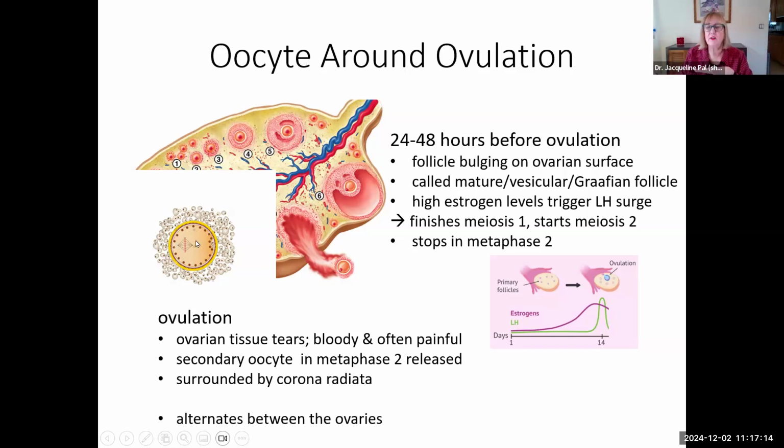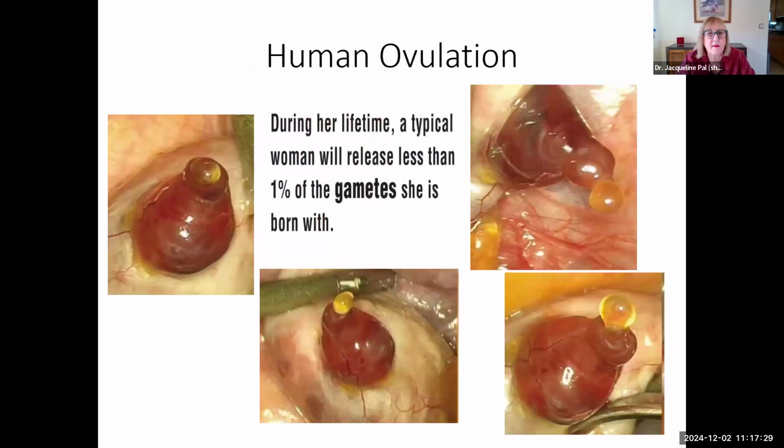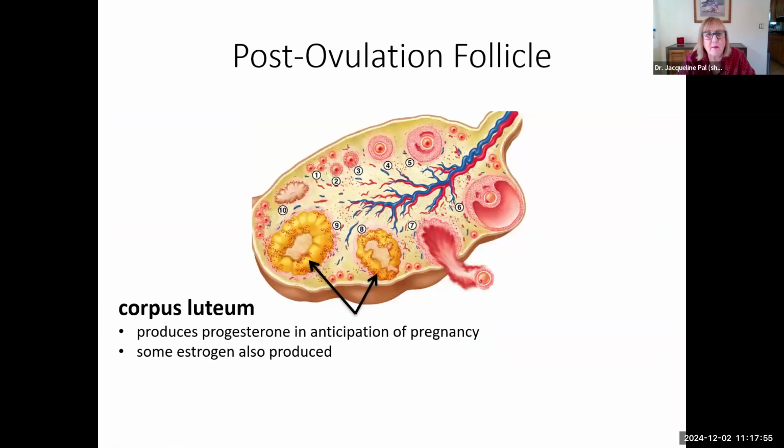And this process of ovulation typically alternates from the right ovary one month and the left ovary the next month. Of course, if you only have one ovary, you cannot alternate. So here are pictures taken with a laparoscope showing ovulation. Just a random picture. So this is showing the huge follicle on the surface of the ovary, and here is showing the ovulation itself occurring. All right.